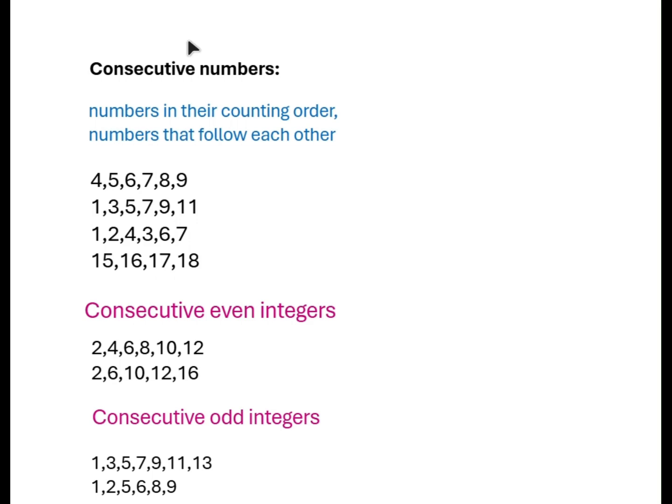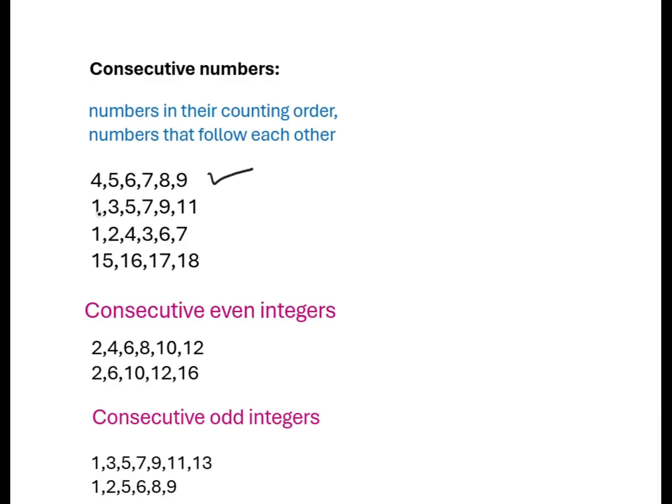Now what are consecutive numbers? Consecutive numbers are numbers that are coming one after another. Numbers in their counting order, numbers that follow each other are consecutive numbers. Say for example 4, 5, 6, 7, 8, 9. They come one after another, so they are consecutive numbers.